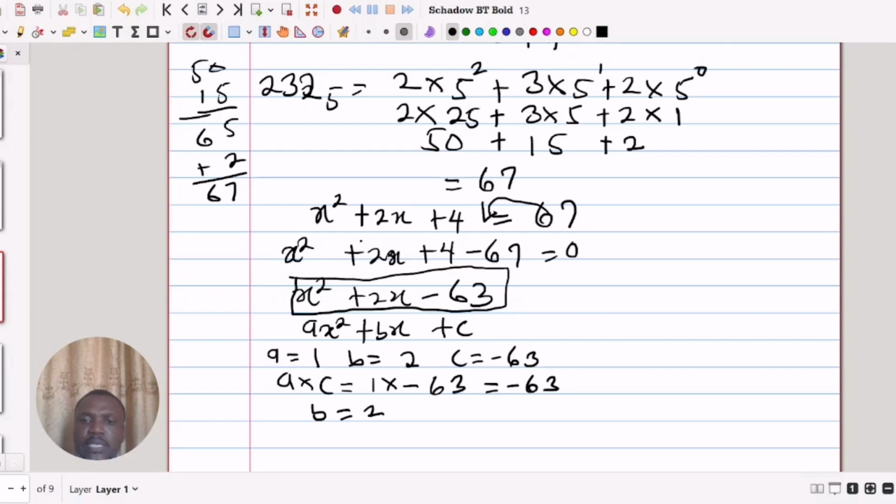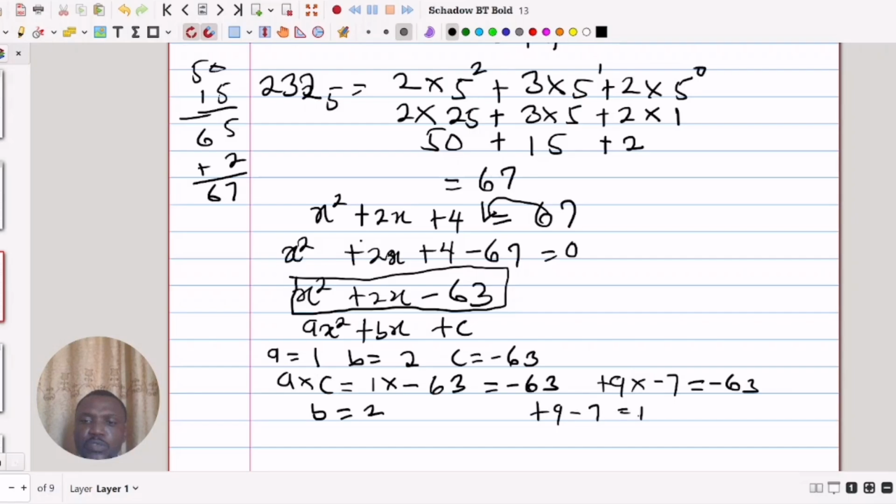So you think of two numbers that if you multiply with each other, will give you minus 63, and if you add them or subtract them from each other, will give you 2. For example, 9 times minus 7 will give you minus 63. But if we say plus 9 minus 7, it will give you plus 2. So plus 9 and minus 7 meet this criteria.